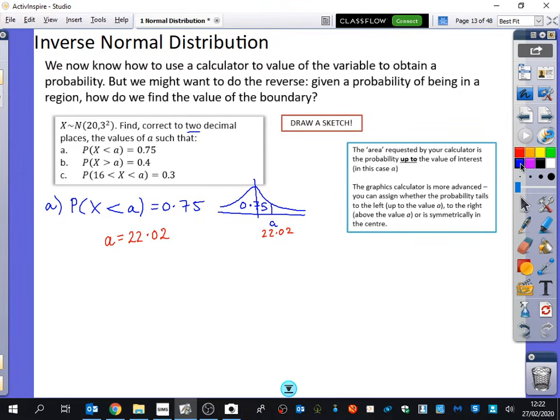The next one says, I want to find the probability that x being greater than a is equal to 0.4. So I'm going to do a sketch. That means greater than a is going to be 0.4. So a is still going to be on this side, because you can think about where it should be with like 50%. So a is going to be somewhere over here, and this time, this bit is 0.4. But because we can only do things on our calculator for things up to that value, this thing that we have on this side is 1 minus 0.4, which is 0.6. So we're going to use 0.6 on the calculator rather than 0.4.